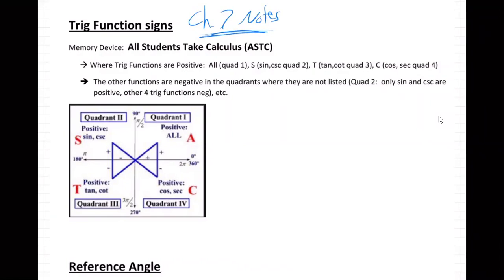So for example, the memory device is all students take calculus. Something that's not true, but maybe should be true. All students take calculus. You can see it, ASTC. It goes, and the quadrants go 1, 2, 3, 4. They go counterclockwise. Why? Well, because 0 degrees starts right here, and the angles go this way to 360, don't they? So that's how the quadrants go as well.